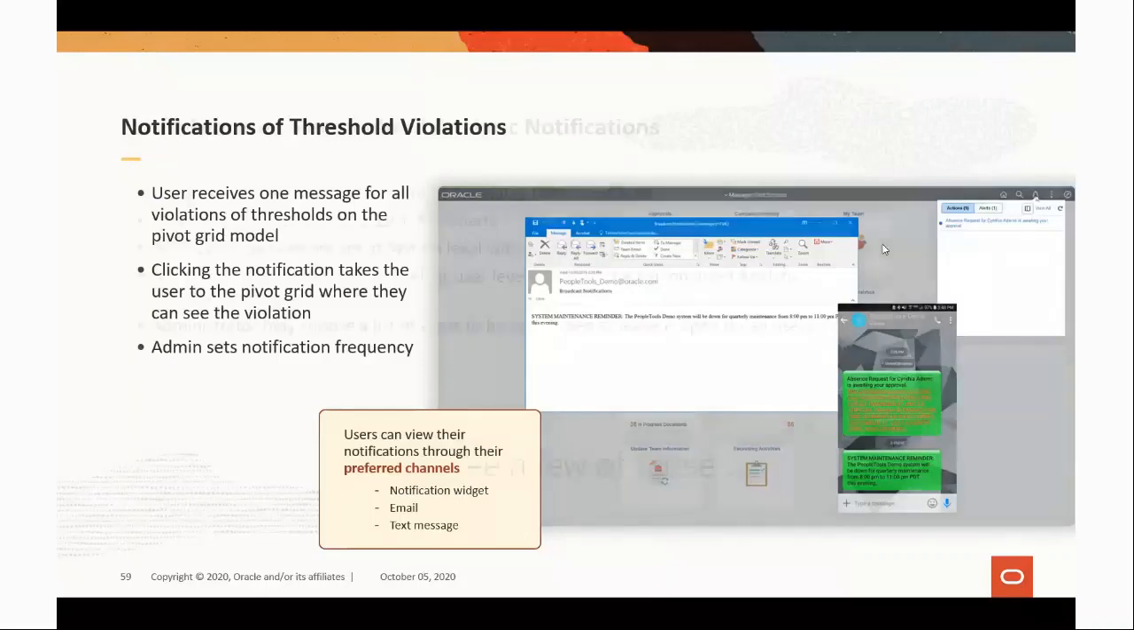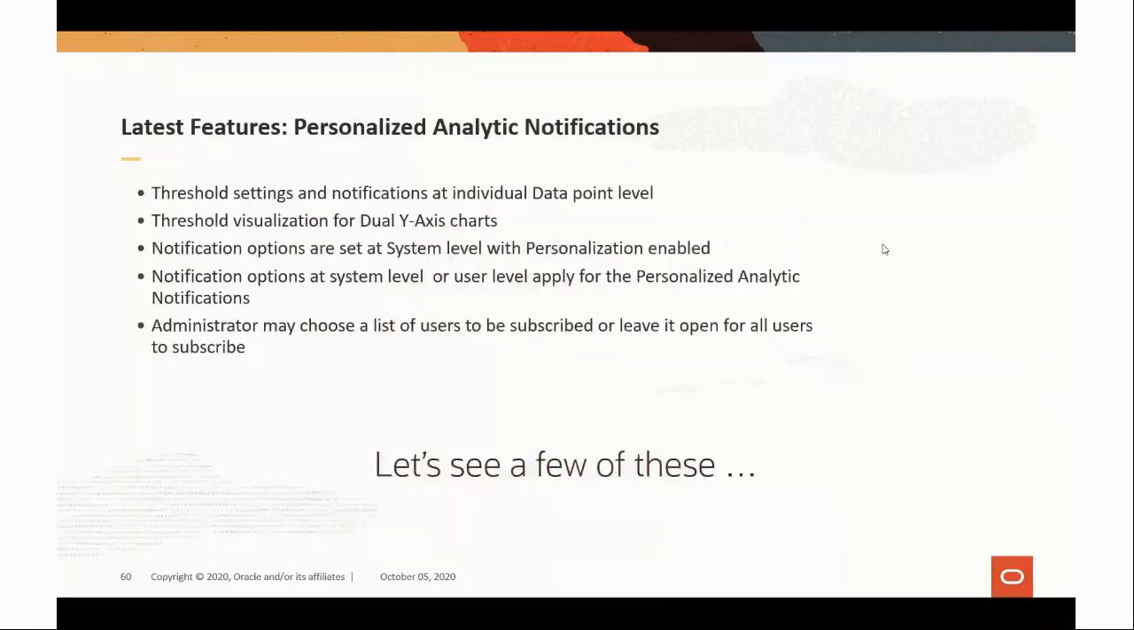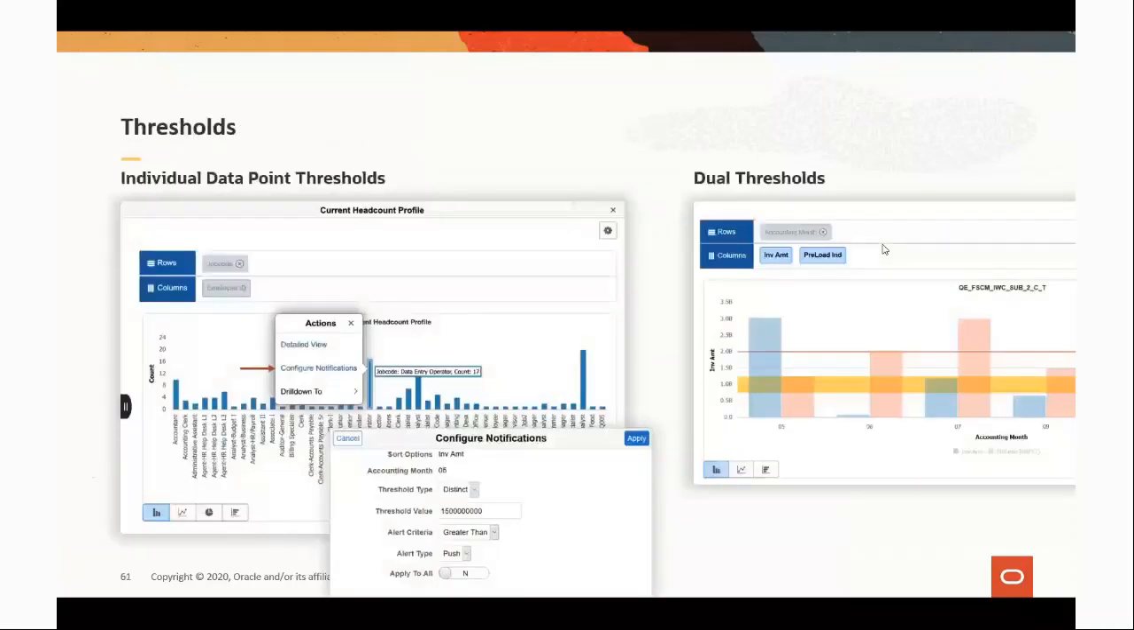So we also have enhanced personalized notifications recently, and I'm showing a couple of those here. Instead of having a single notification that runs across all of your data points, you can have a threshold on an individual data point. So let's say, for example, for one month in particular, you want to be notified about a condition that exists. You could do that.